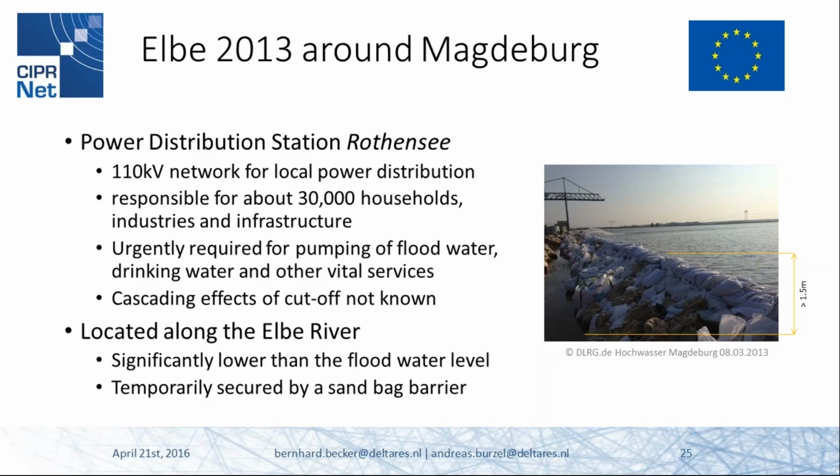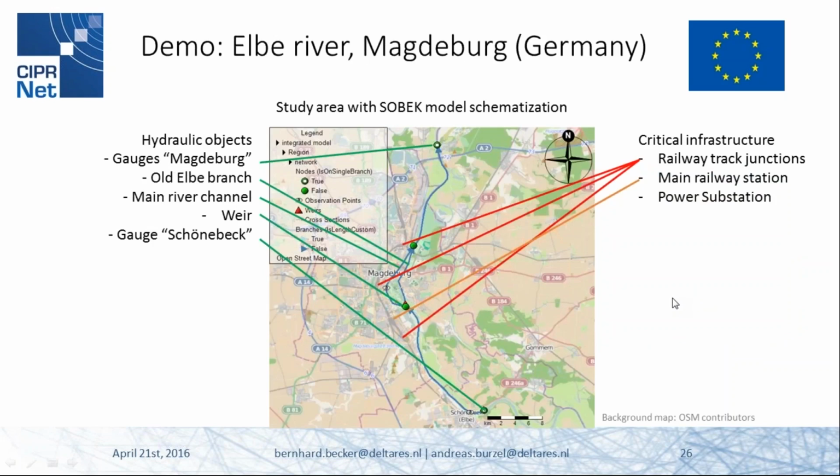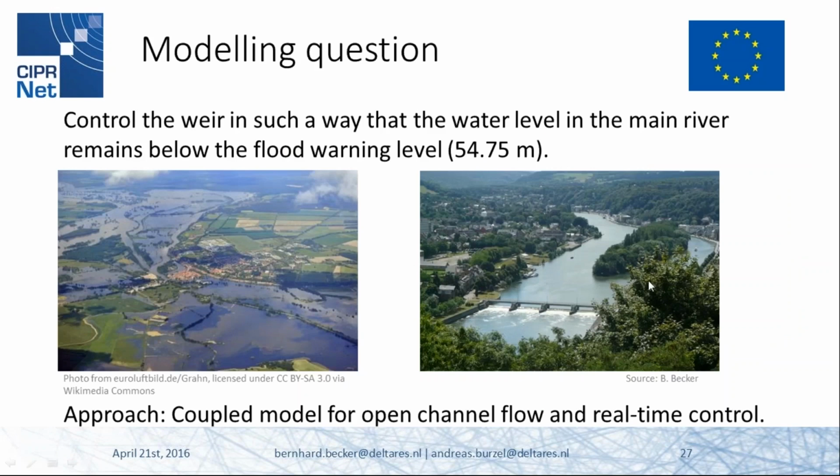The power distribution station is really close to the Elbe River. It's significantly lower than the floodwater level, and it was temporarily secured by a sandbag barrier. The question now for this demonstration is how we would model such a case and how we can benefit from model coupling. And that's for Bernhard.